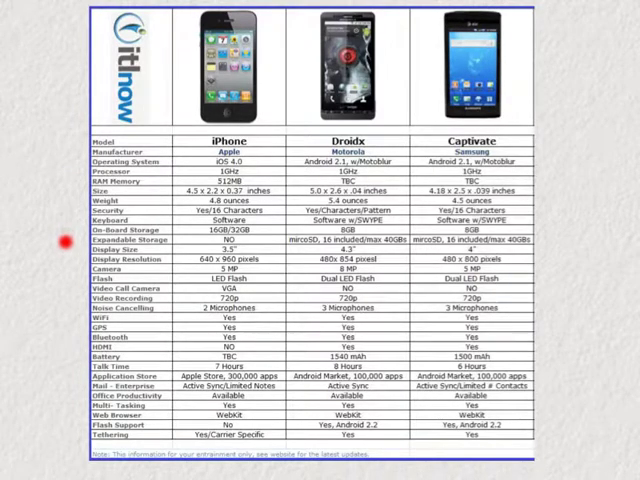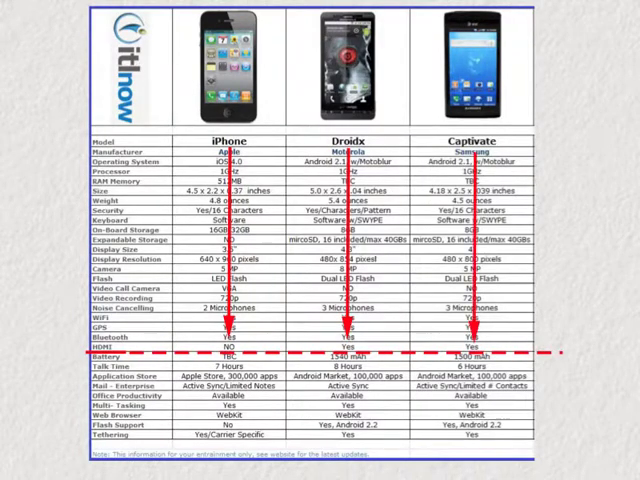RAM, no. Display size, no. Flash, GPS. Oh, there it is, HDMI. So now we look over in the column. No, yes, and yes. So the product that does not have an HDMI would be the iPhone, while the Droid X and the Captivate both do.